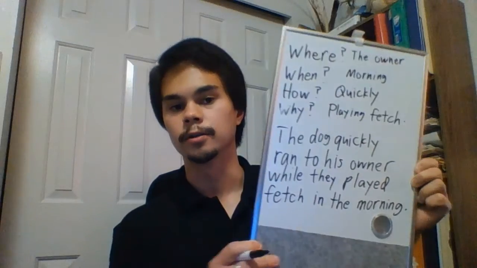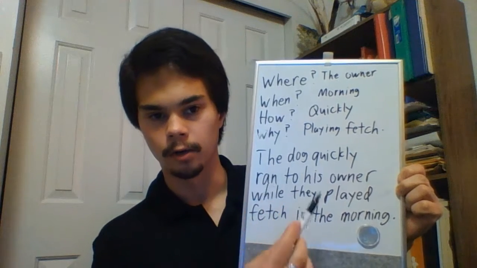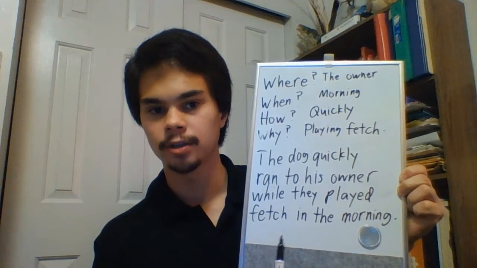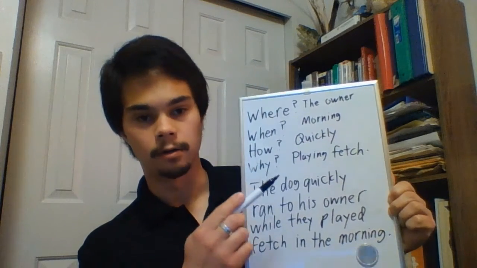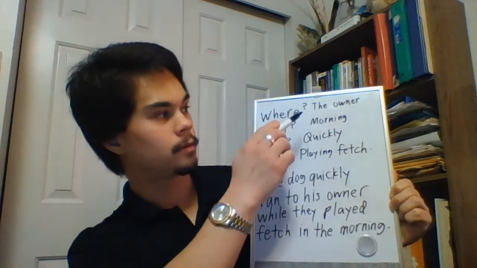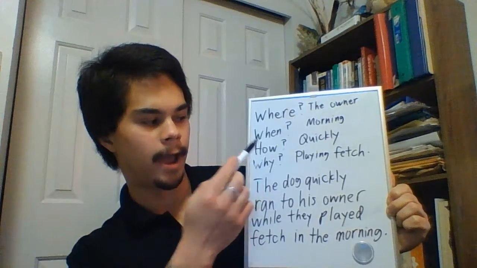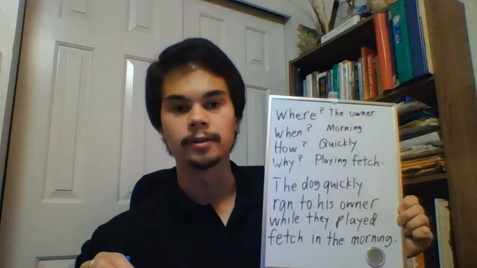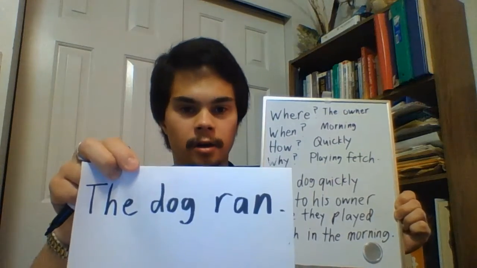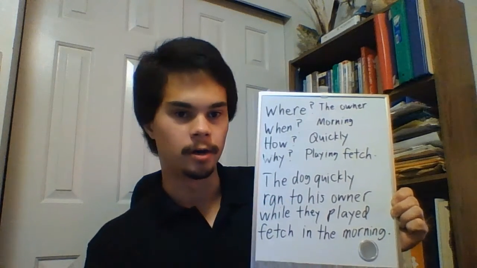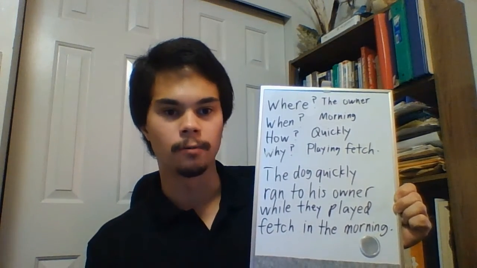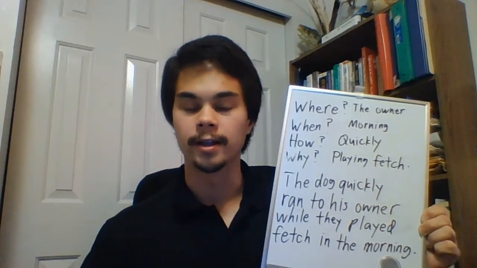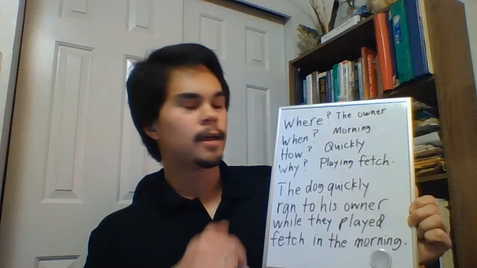Okay, here's the full sentence. The dog quickly ran to his owner while they played fetch in the morning. So I added all the information from here, where, when, how, and why. And, well, just think to yourself, what's a more interesting sentence? The dog ran, or the dog ran quickly to his owner while they played fetch in the morning. So that's just one example of how to do it.